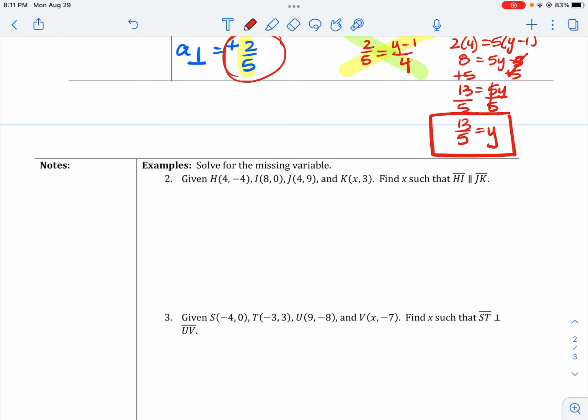All right, let's do it again. This time we want parallel. So we start with h, x1, y1, x2, y2. If I'm going to find the slope of hi, that's 0 minus a negative 4 over 8 minus 4. That's 4 over 4, that's 1.